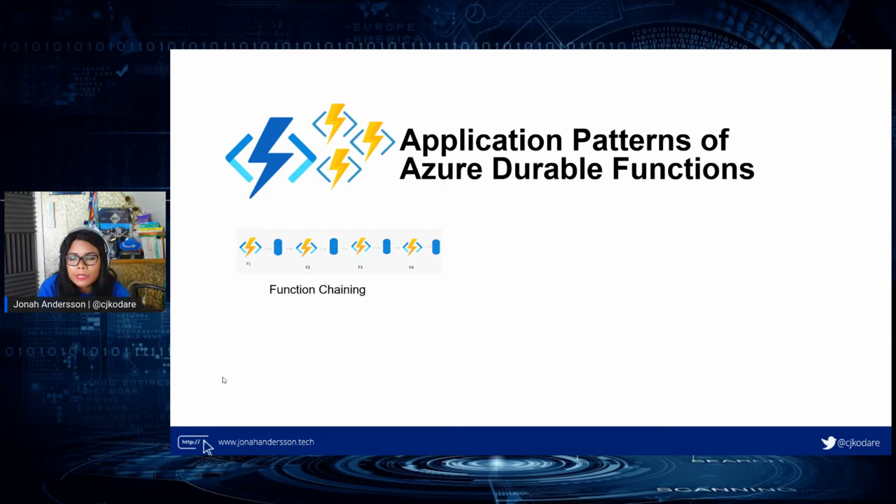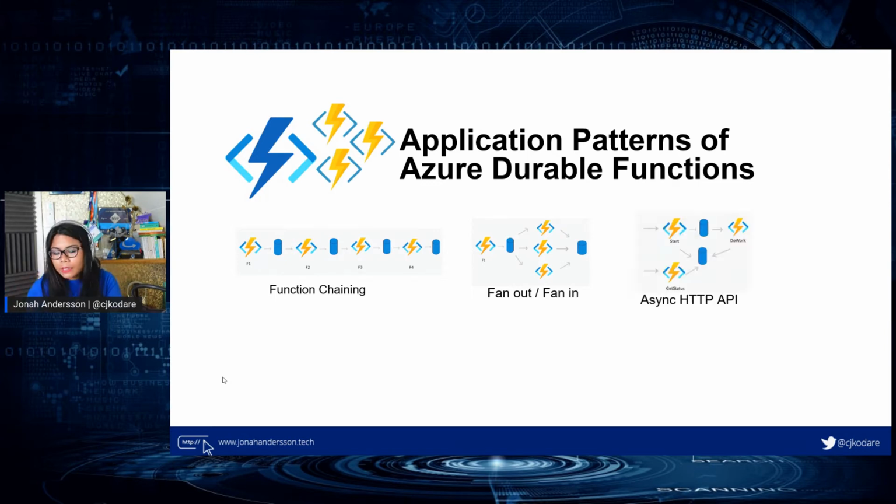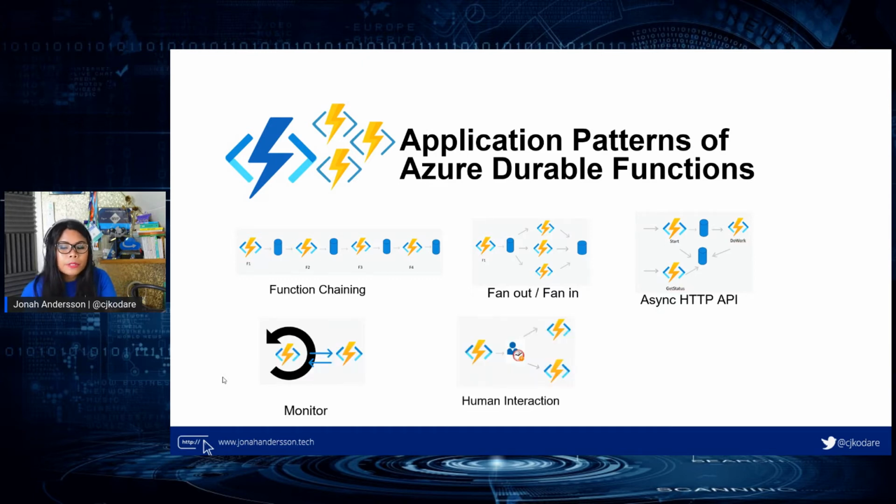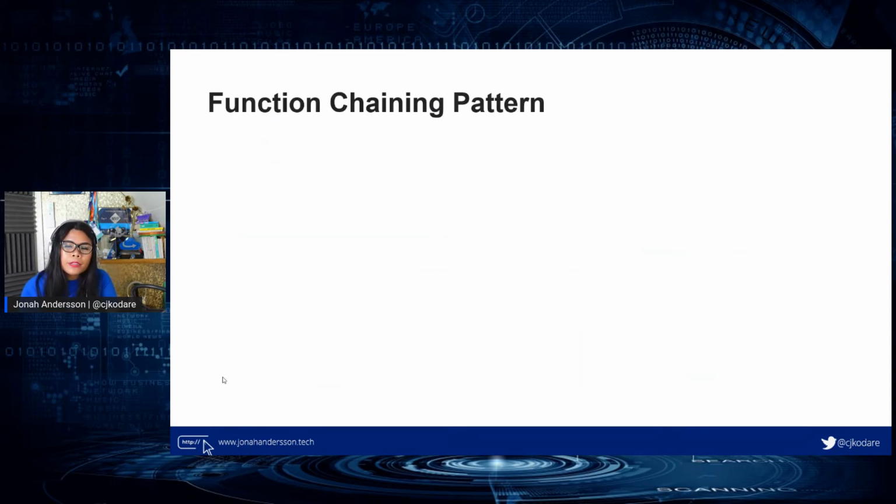So the documented ones that we have so far, as of the date of recording, there are about six. The first of the patterns is function chaining. And then there's also fan out, fan in, async HTTP API, the monitor pattern, the human interaction pattern, and the aggregator pattern.